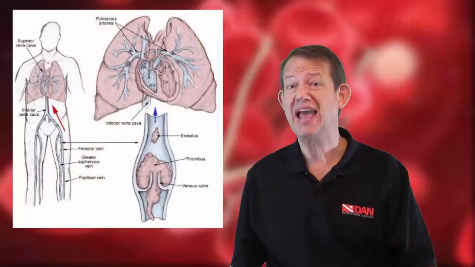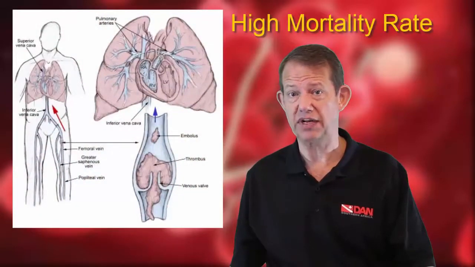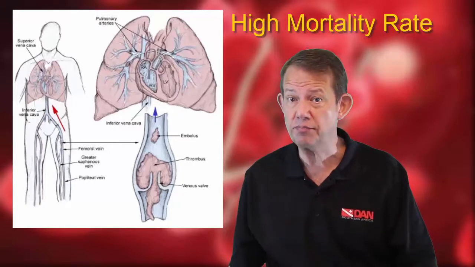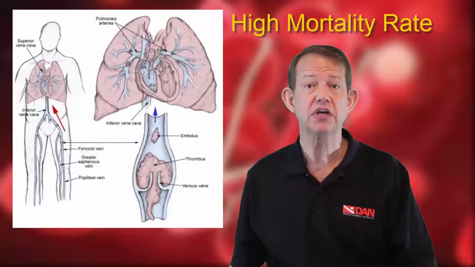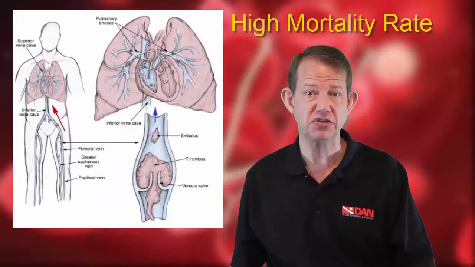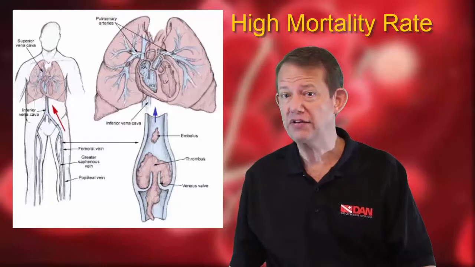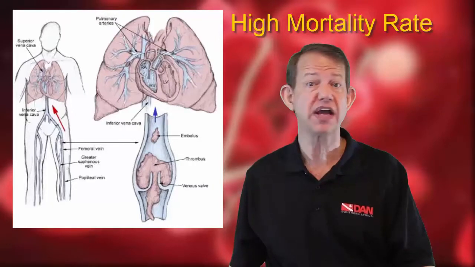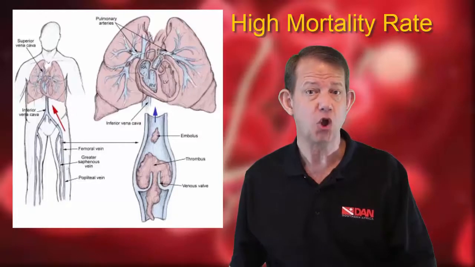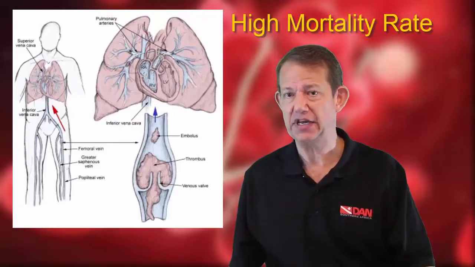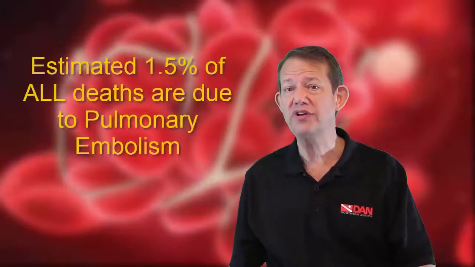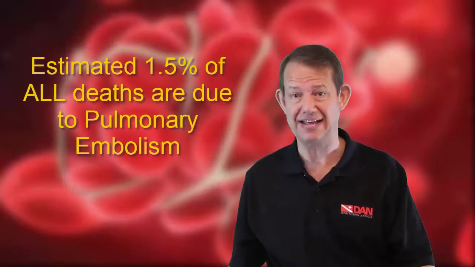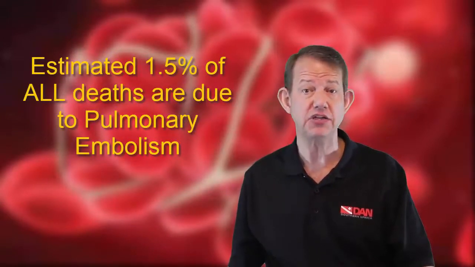Untreated pulmonary embolism has a high mortality rate. An especially grim prognosis applies to individuals who have a concurrent serious deep venous thrombosis or a right ventricular thrombus, right ventricular dysfunction, or other additional factors affecting the effectiveness of their heart function. An estimated 1.5% of all deaths are diagnosed as being due to pulmonary embolism.